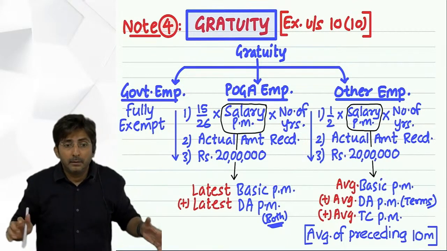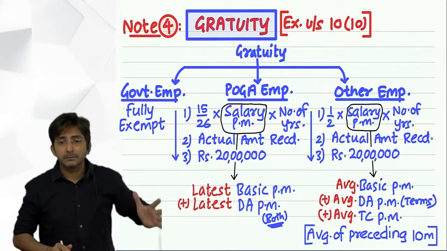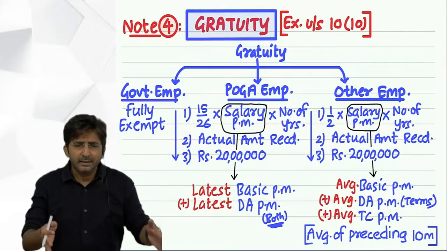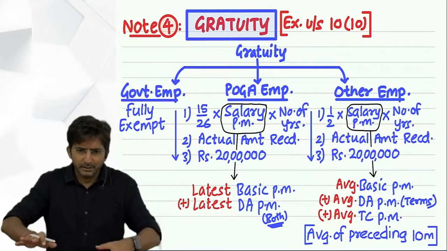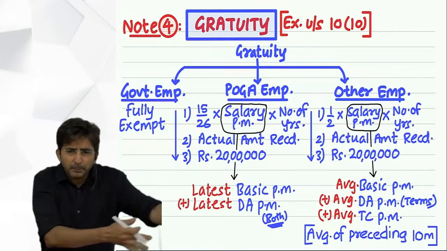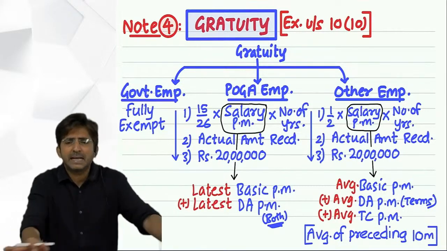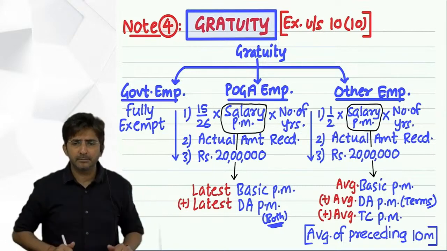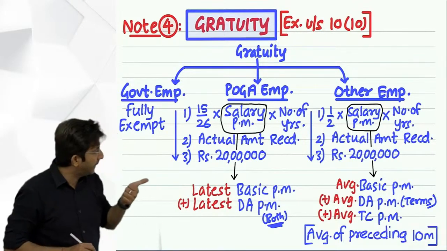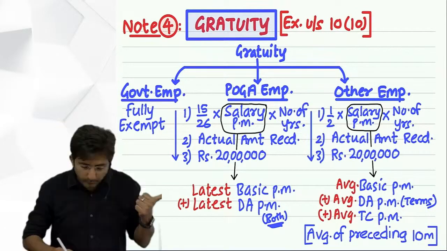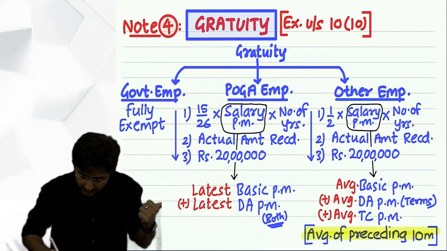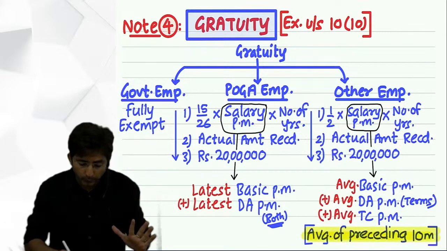But your average doesn't mean the average of your 20 years of service. In the recent 10 months, when you retired, for example, you retired in November, so before that, in the preceding 10 months, what was your salary? That average is taken. And this 10 months is a fixed rule. Can you see I have written here? Average of the preceding 10 months. See, you know the logic of average.